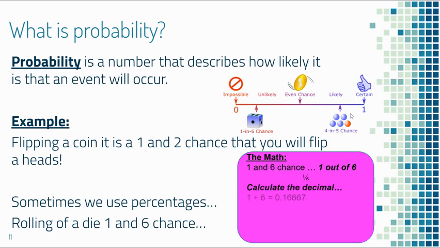Now, if you calculate the decimal by doing 1 divided by 6, you get 0.166 repeating. If you take that and multiply it by 100, or a trick there is just to move the decimal point 2 places to the right, you would end up getting a percent of 16.67%. So you could say that the probability or percent chance of rolling a 2 on a die is 16.67%.